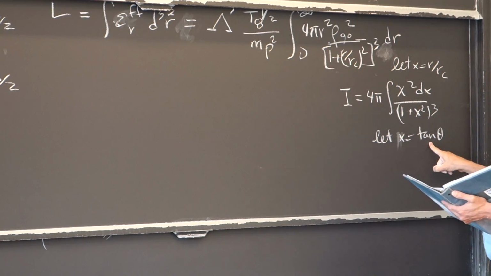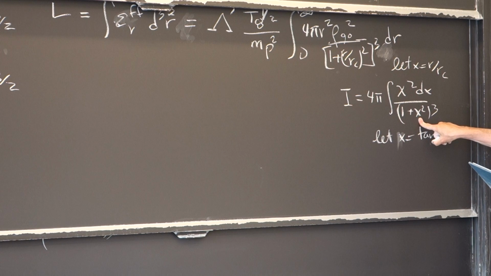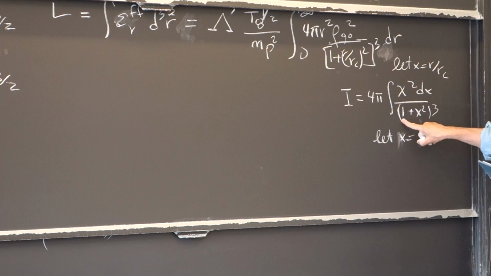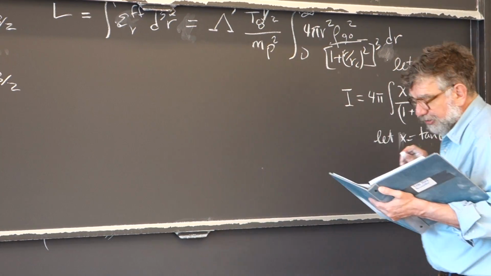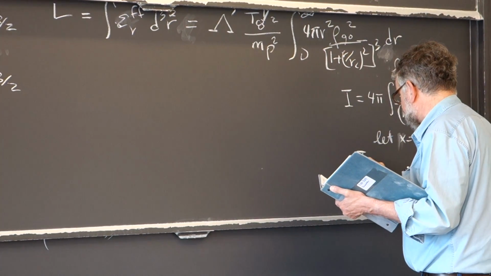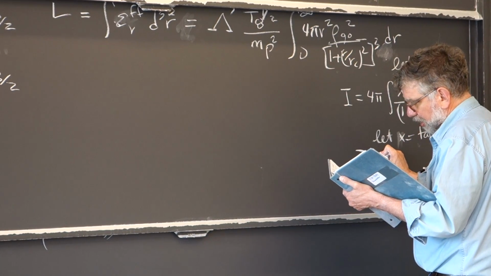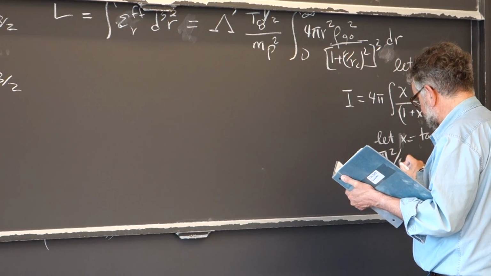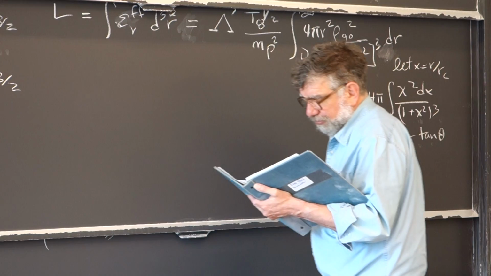This cries out for trig substitutions. It's 1 plus x squared. If we make this a tan theta, we get a 1 plus tan squared theta. It's a secant squared theta, secant cubed. You plug in these things, differential. And what you discover is that this integral I is equal to pi squared over 4.